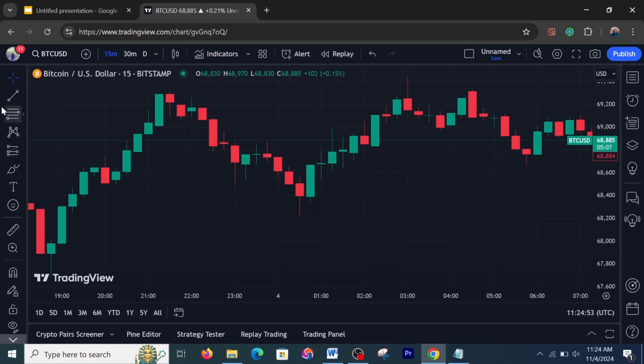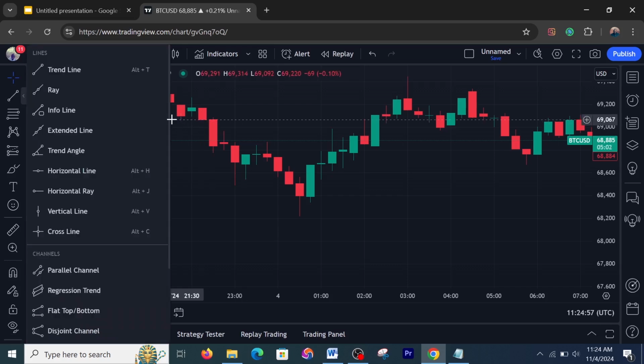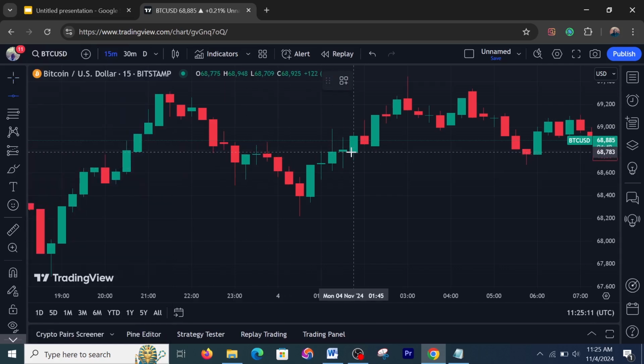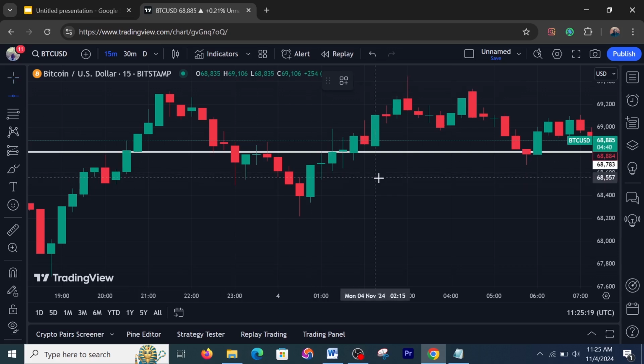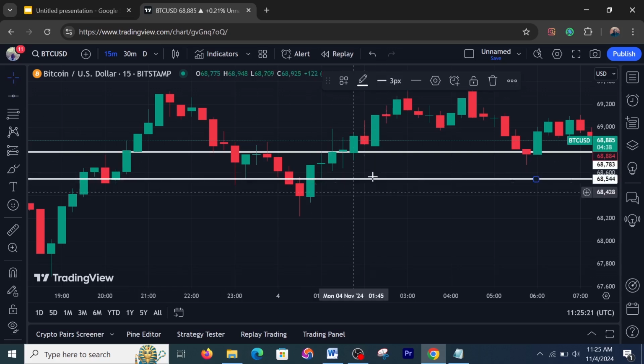So what you do is, the price range is the price it was trading at the beginning of the day. The highs and the lows of that particular candle is the price range. So you click on this horizontal line at the top here. This is the top of the price range. Then you go again, this is the bottom of the price range. So you see this candle, top, bottom.